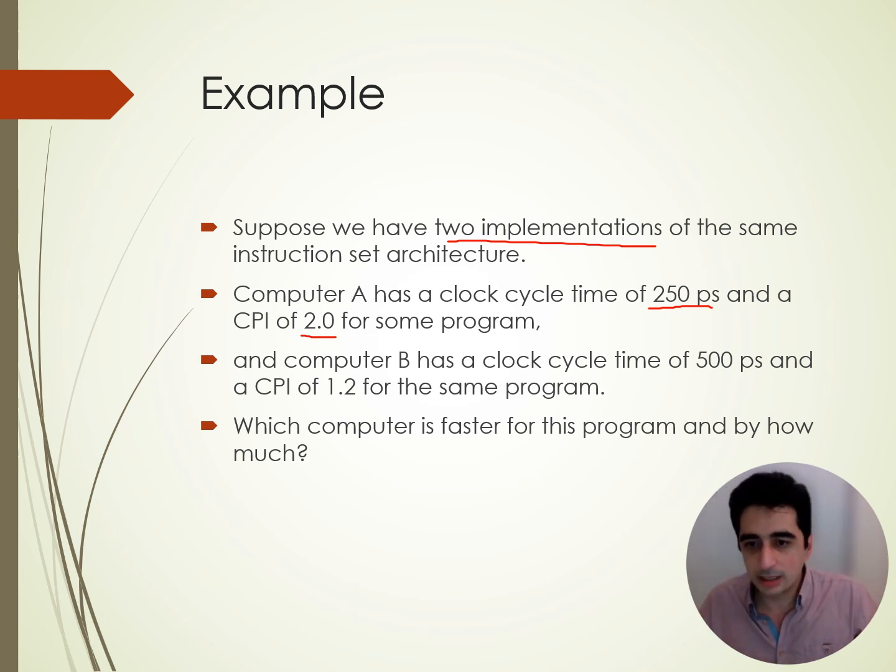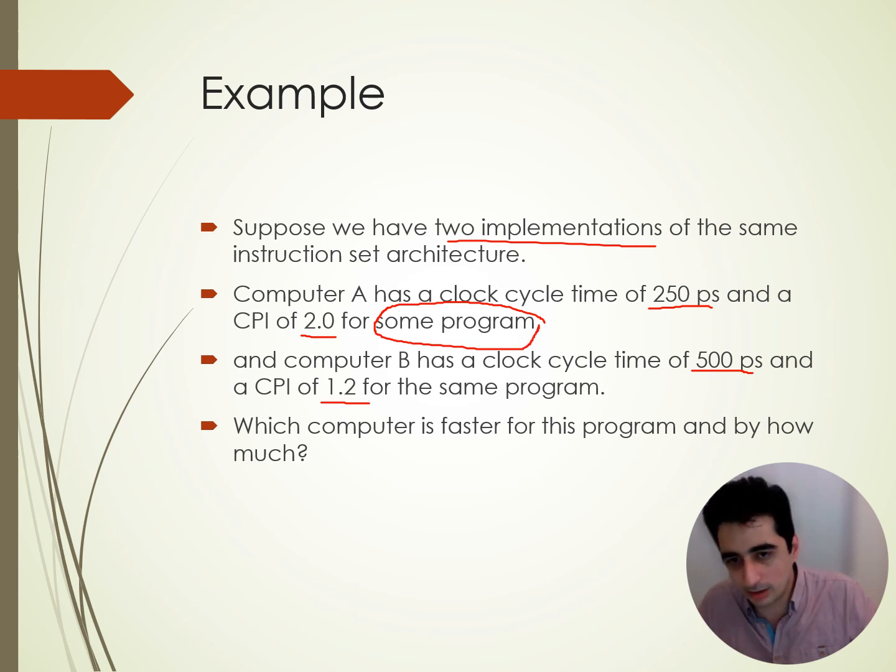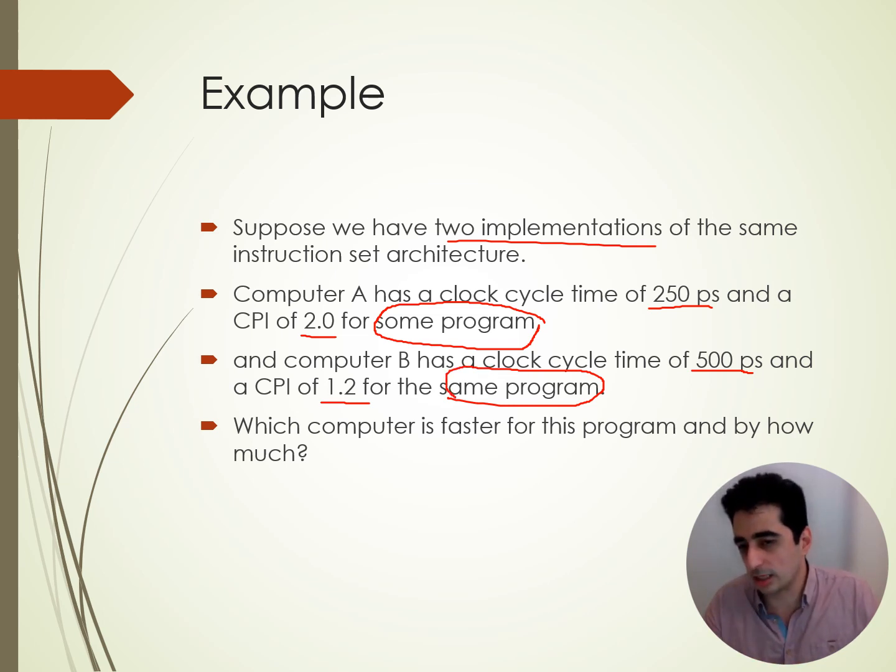For computer B, the numbers are different. The cycle time is 500 picoseconds, the CPI is 1.2, and the question is which computer is faster for this program and by how much. The point is the numbers that are given are for the same program. So for some program, A has some CPI, for the same program B has some other CPI, right? And we know their clock cycle time.